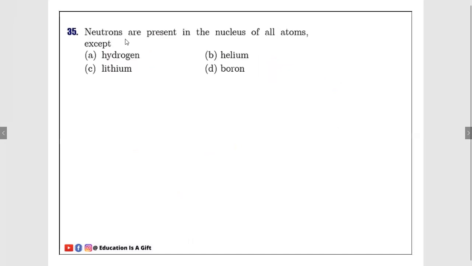35. Neutrons are present in the nucleus of all atoms except hydrogen. Very straight question. Hydrogen has 1 electron, 1 proton and 0 neutron.